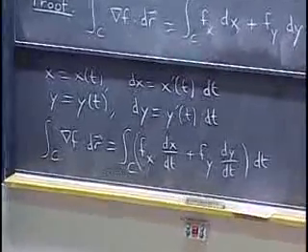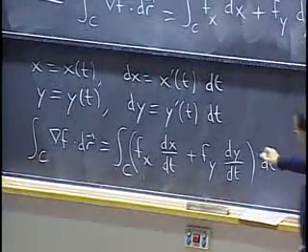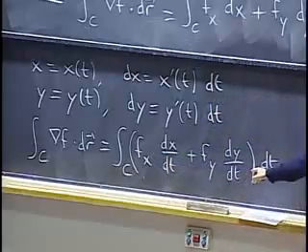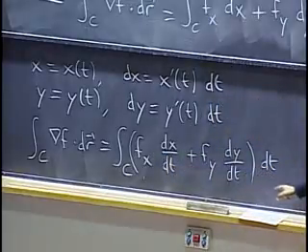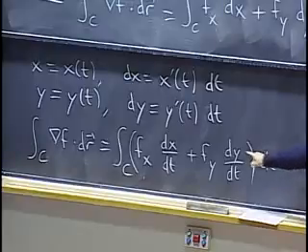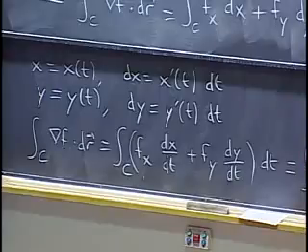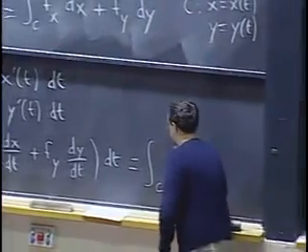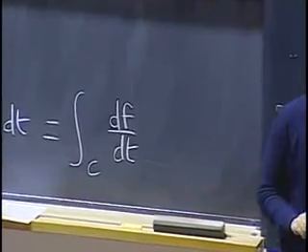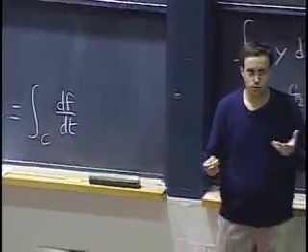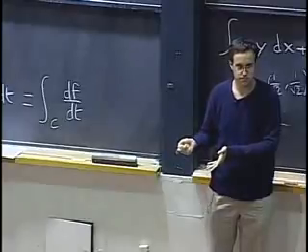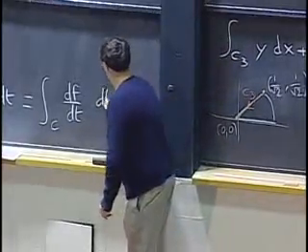Okay? But now, here I recognize a familiar guy. I've seen this one before in the chain rule. This guy, by the chain rule, is the rate of change of f if I take x and y to be functions of t and I plug those into f. So in fact, what I'm integrating is df/dt when I think of f as a function of t by just plugging x and y as functions of t, dt.